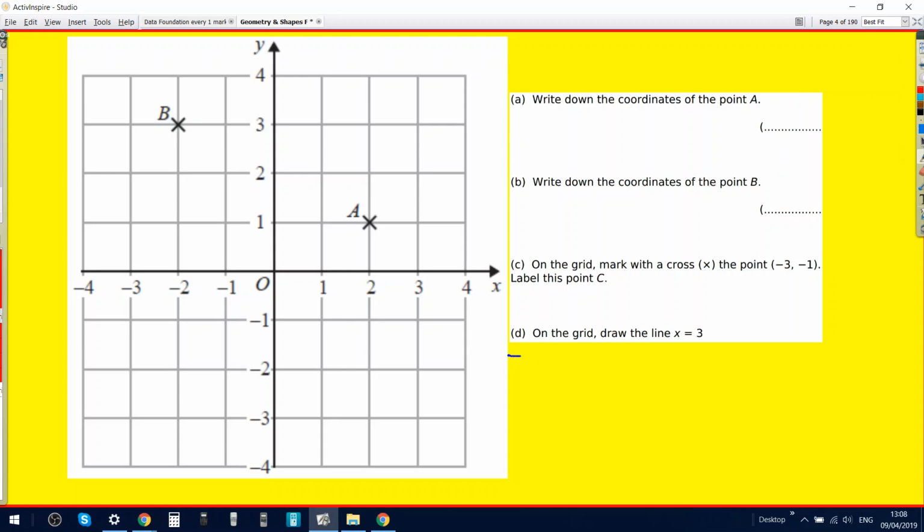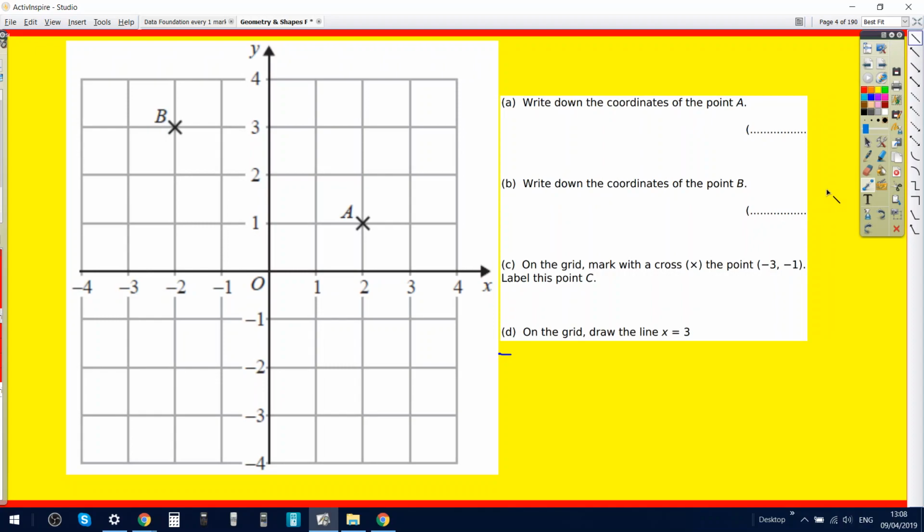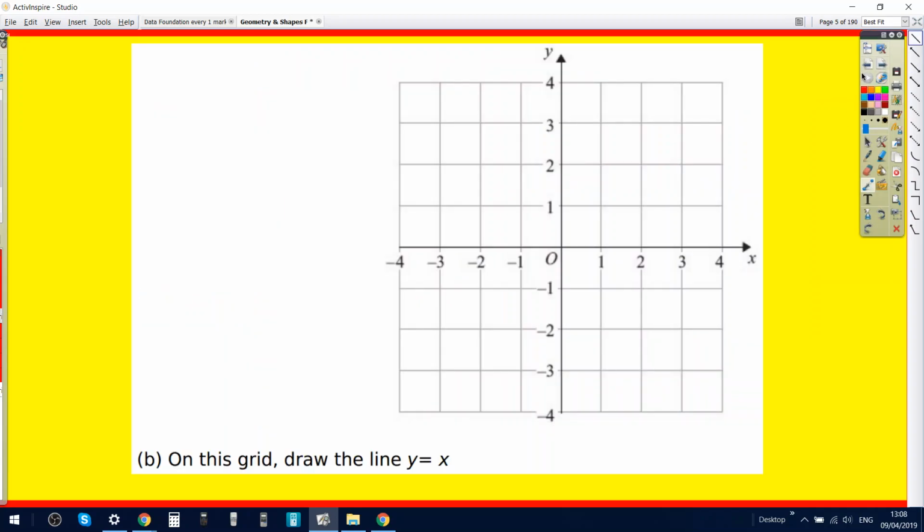How would you do part D? Part D. Draw the line at x equals 3. So that would be where it's +3. The line would be going up. Well done. That's great. How about this one? Y equals x. So this is what we just discussed. It would be the diagonal line cutting through the 0. Well done.